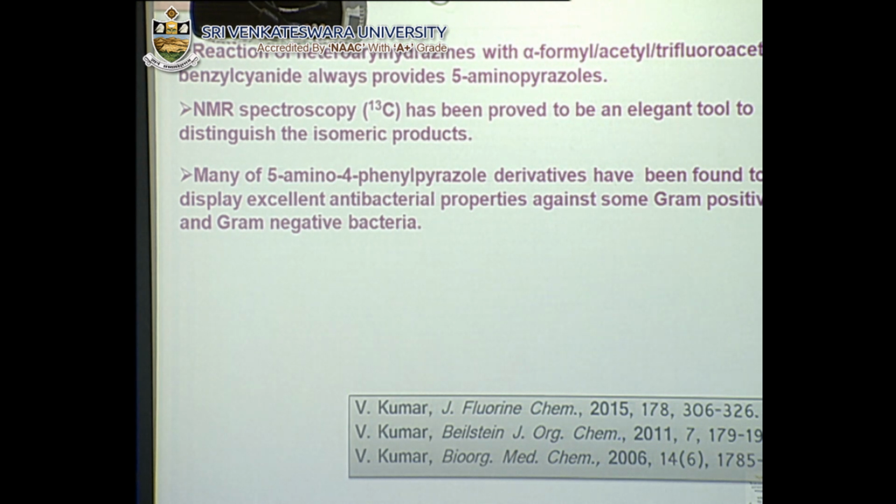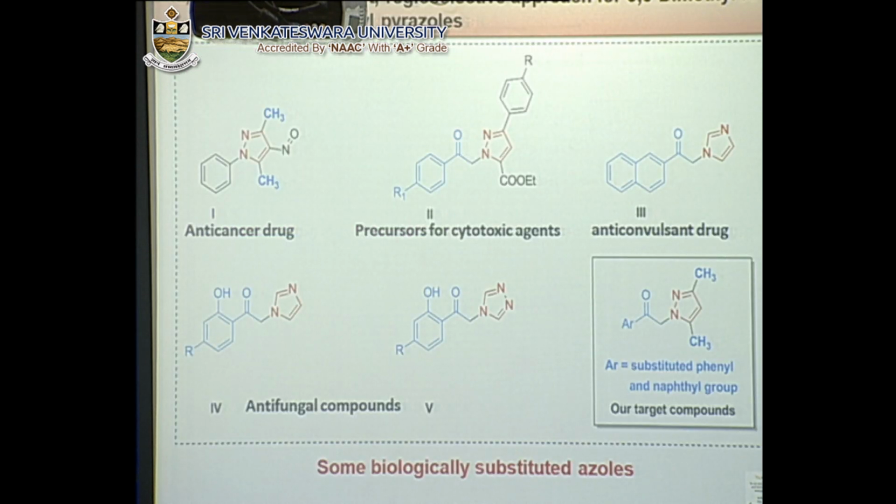So the results of the studies are: reaction of the heteroaryl hydrazines with alpha-acyl benzyl cyanides always provides 5-aminopyrazoles. NMR spectroscopy has proven to be an elegant tool to distinguish the isomeric products. Many of the aminopyrazoles have been found to display excellent antibacterial activity against some gram-positive and gram-negative bacteria. The next work involves the solvent-free one-pot regioselective approach for 3,5-dimethyl pyrazoles.